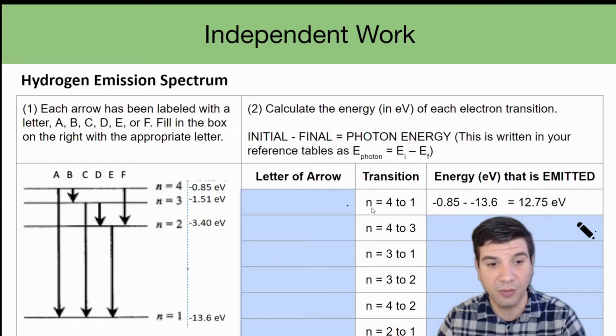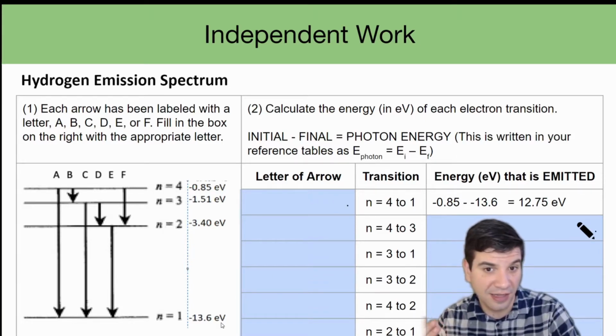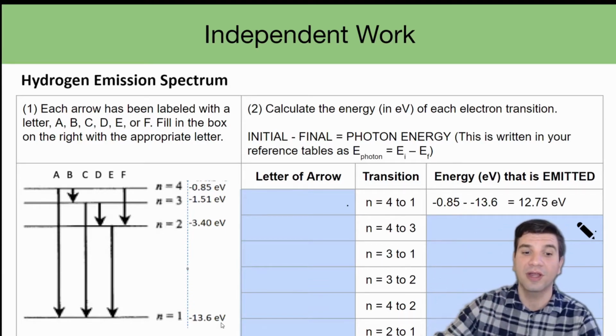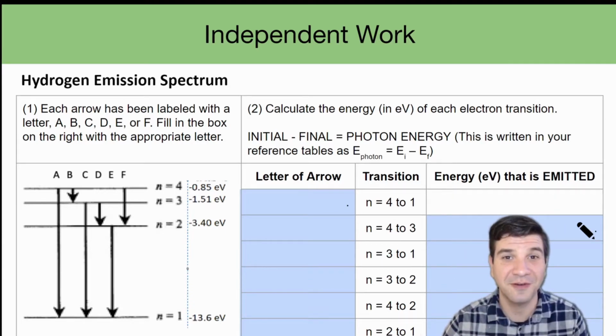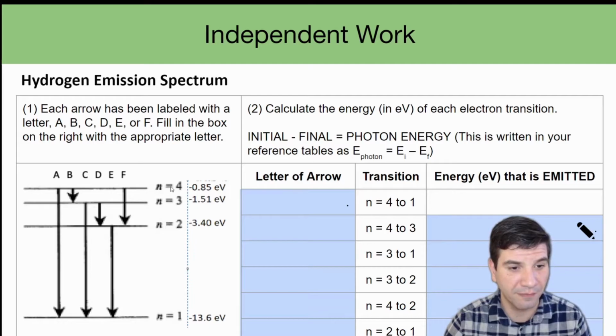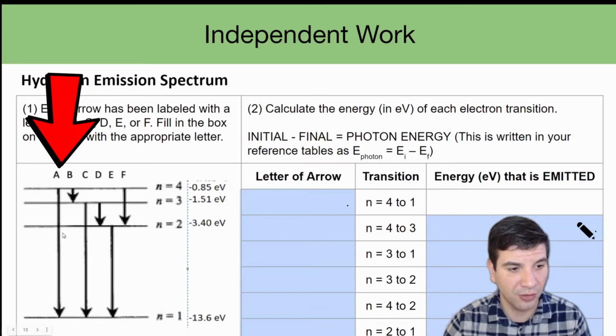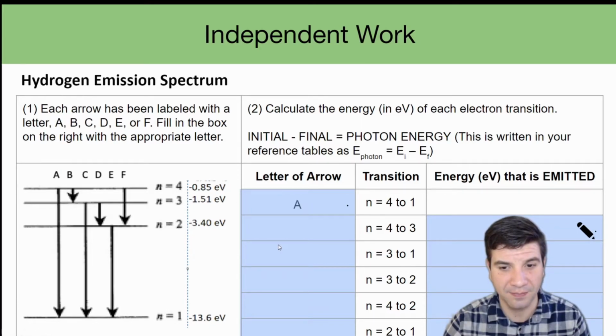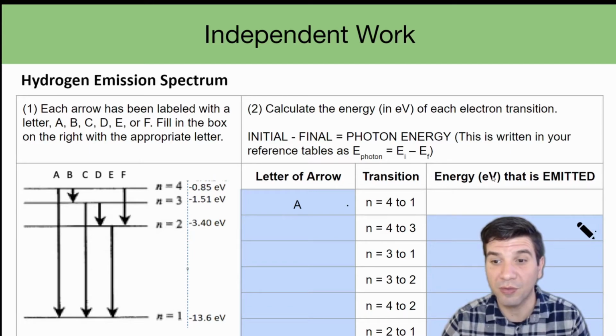So our first one, we're going from n=4 to 1. So level 4 down to level 1. Think of it again like that analogy where you're going from the 4th floor down to the 1st floor. So our first step is to figure out which letter, which arrow are we looking at here. So we're going from n=4 to 1. If we're going from 4 to 1, it's going to be this one right here, which is labeled as letter A.